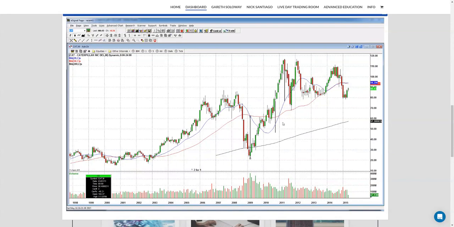This distance right here was exactly the distance to the top. And markets love to repeat themselves.